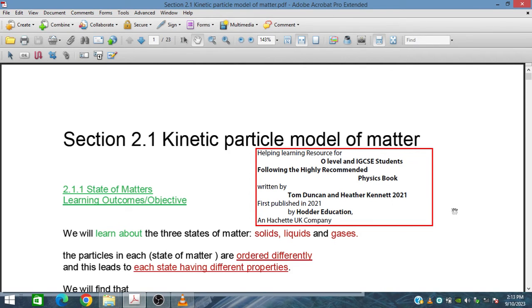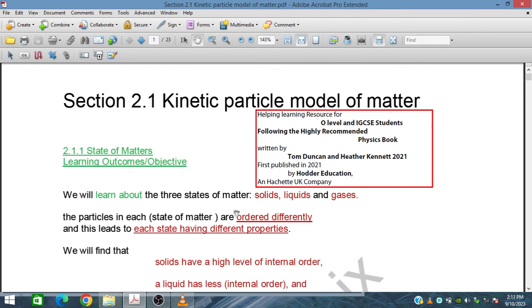Bismillahirrahmanirrahim. In this session, we will discuss the kinetic particle model of matter from the book of Tom Deacon and Heather Kennett, 2021, published by Oxford Education for O level and IGCSE students. In this session, we will learn about the three states of matter: solid, liquid, and gas.